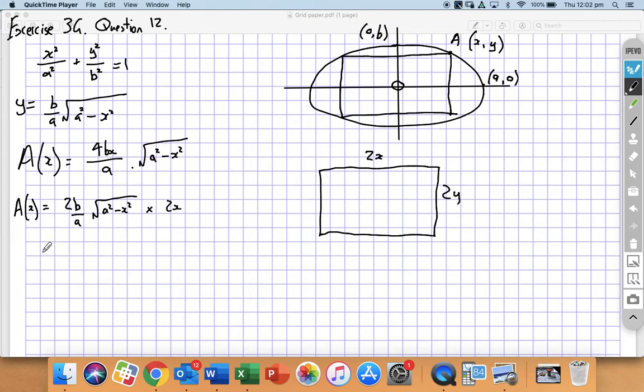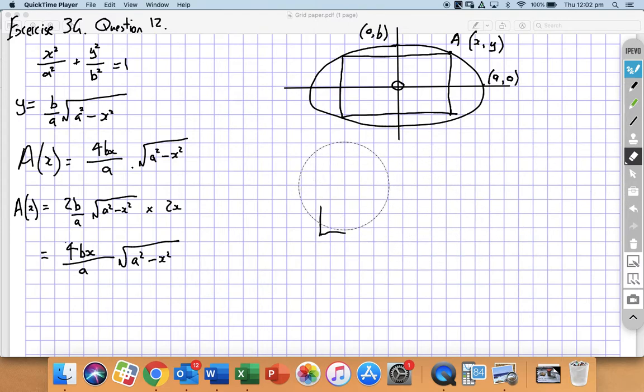Or I could just write, sorry, not 2, because 2 times 2 is not 2. 2 times 2 is 4. So I've got the 2 there, multiplied by that 2. I'd have 4bx, all right? So all of this is getting multiplied by 2x on a square root a squared minus x squared. Okay, so that's the second part of the question done.